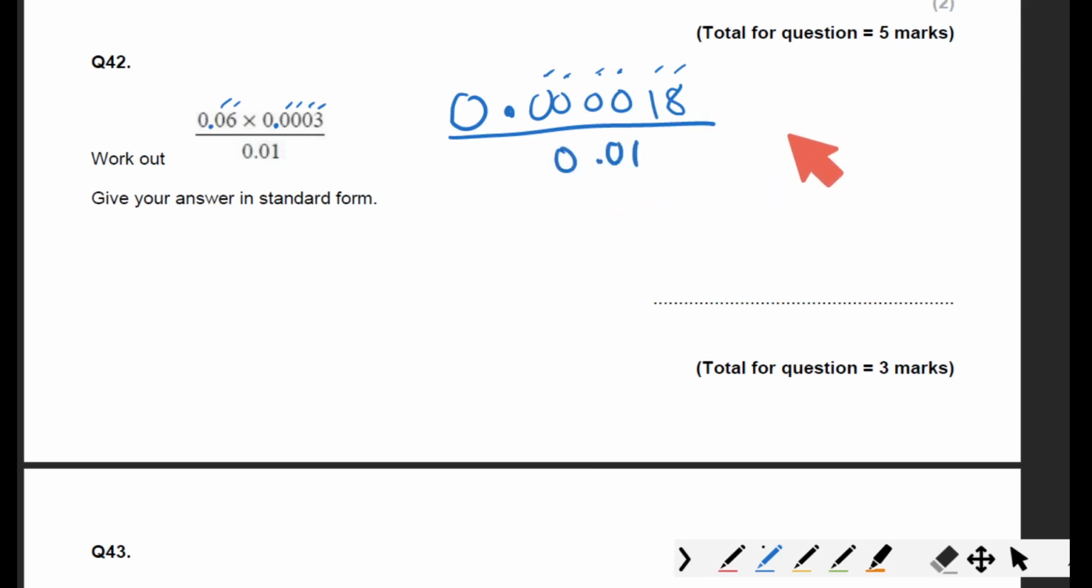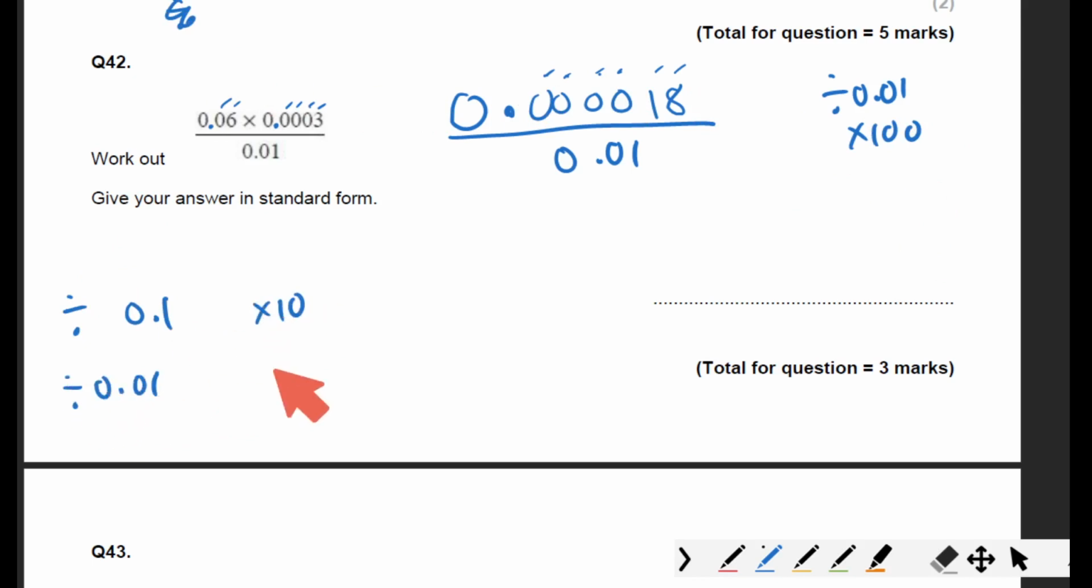Now, dividing by 0.01 is the same as times it by 100. You should know, if you want to divide by 0.1, that's the same as times it by 10. Dividing by 0.01 is the same as times it by 100. I think you can see the pattern now. Dividing by 0.001 is the same as times it by 1000. So dividing by 0.01, I'm going to times the numerator by 100.